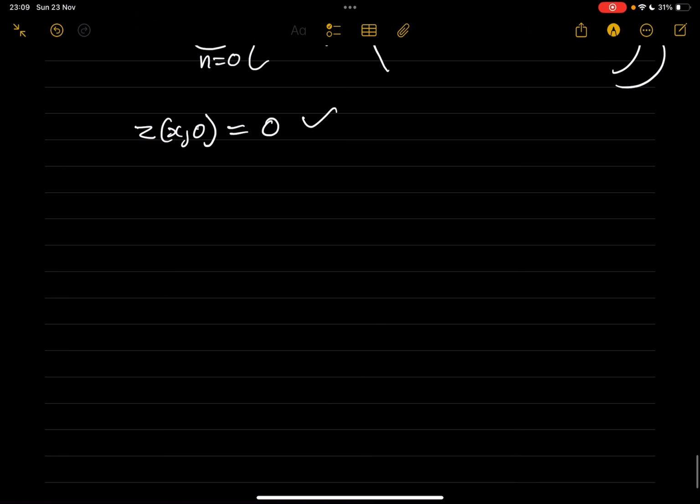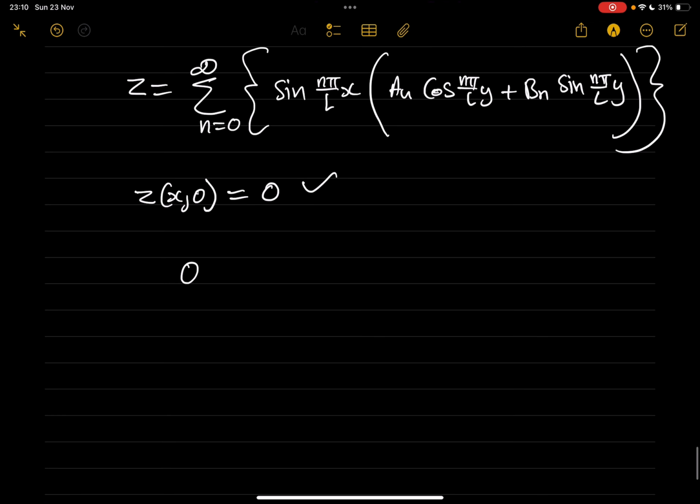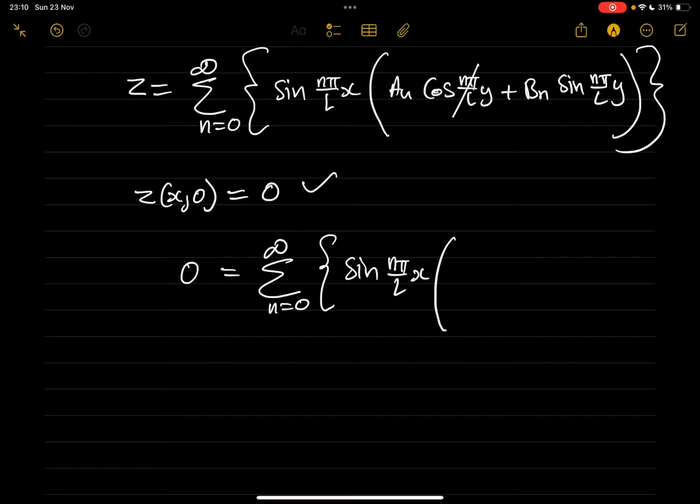So this is it. Now we are going to have z0 when y is 0. This is equal to the summation of n equals 0 of sine n pi over l x. So when y is 0, this is going to be 1, this is going to be 0, right? When y is 0.